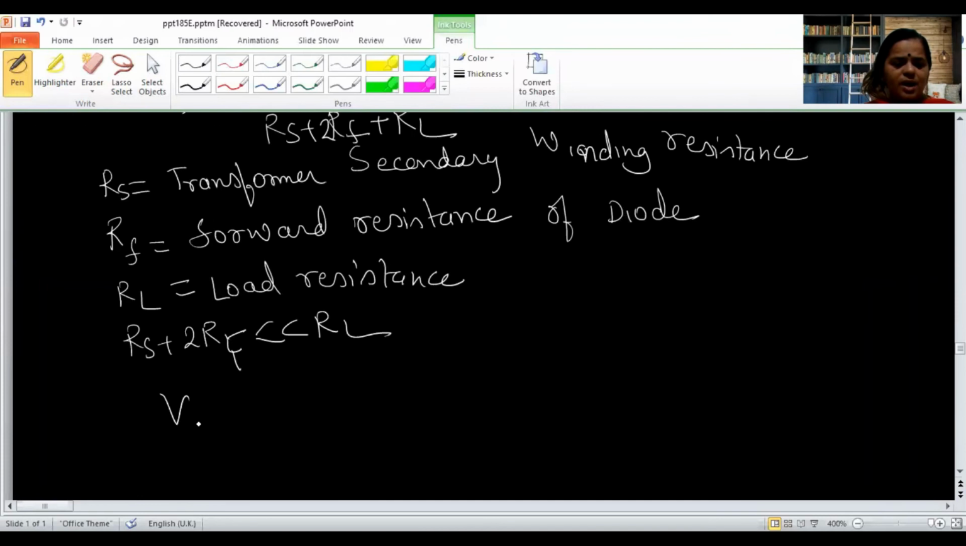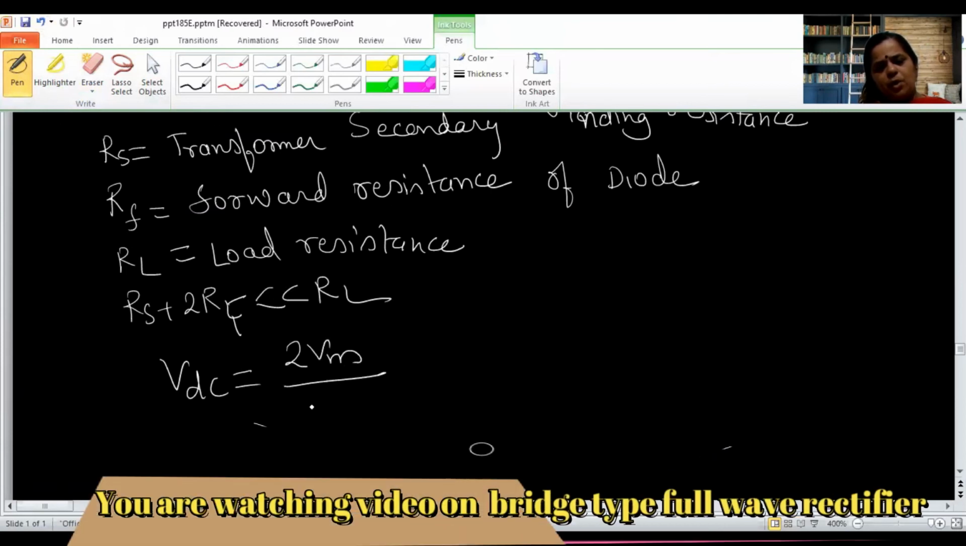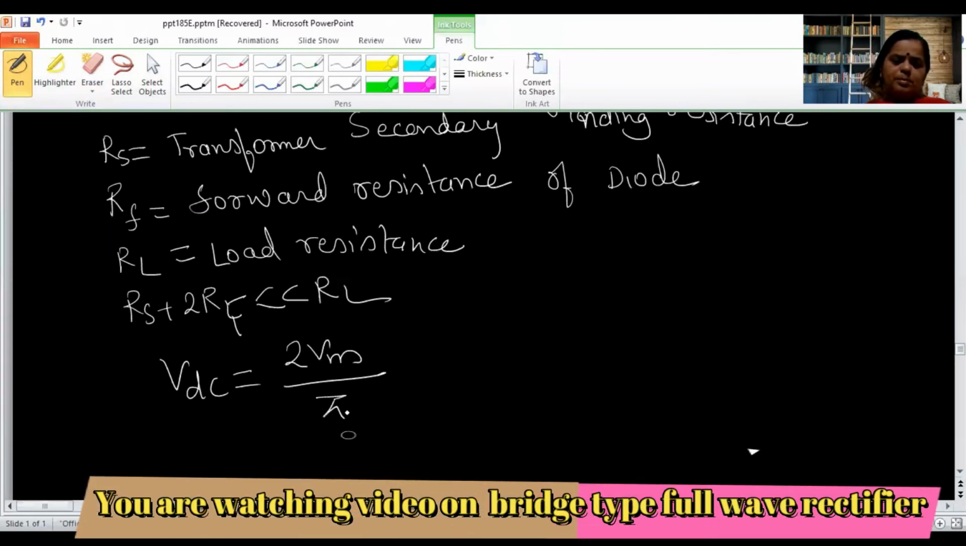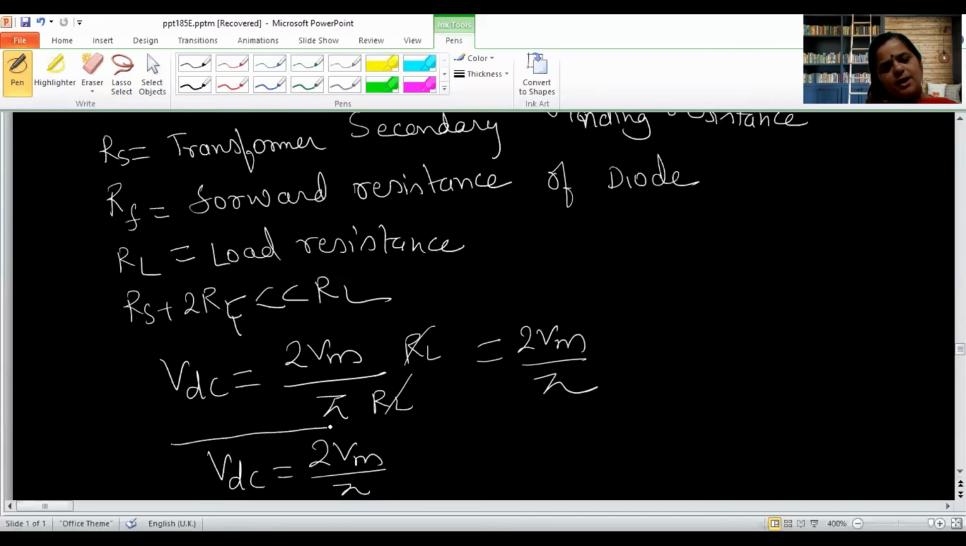So what I can write is, VDC is equal to 2 Vm upon pi into RL. So RL cancels with RL, and I am going to get 2 Vm upon pi. So VDC is equal to 2 Vm upon pi. This is the next parameter which we were interested in.